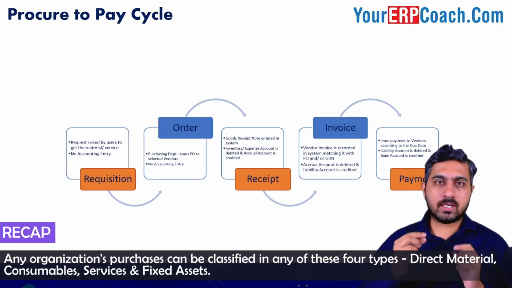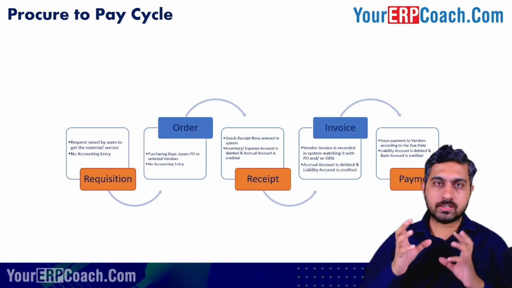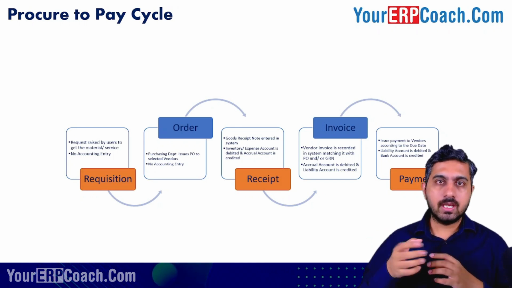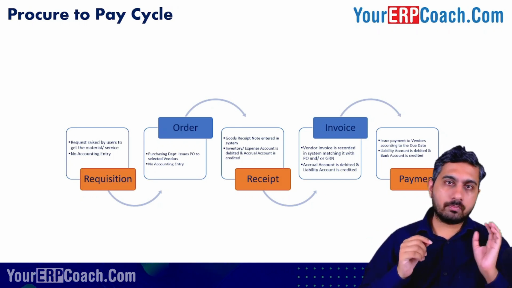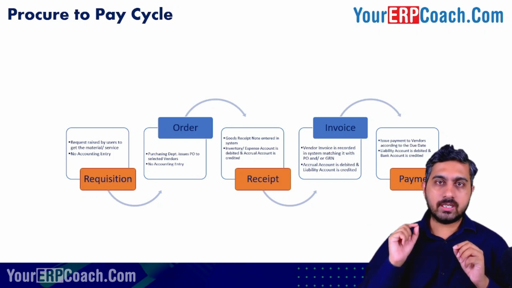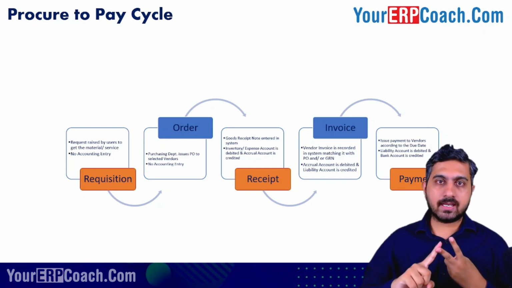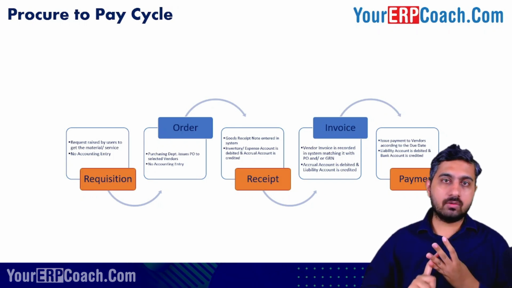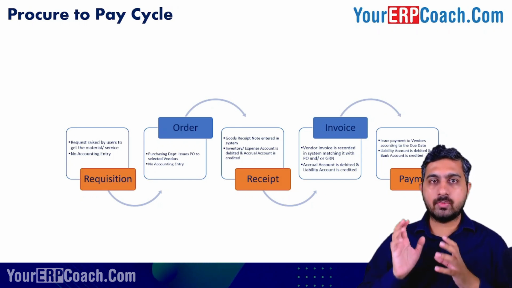So any organization's purchase basically will revolve around these four types of purchases or any of these types of purchases. And to make this process happen, they follow this process called procure to pay process. Now on a very high level, this process can be described in five steps. One is purchase requisition, the second is purchase order, third is receipt, fourth is the payable invoice or the supplier invoice, and the fifth one is the payment that is made to the supplier.